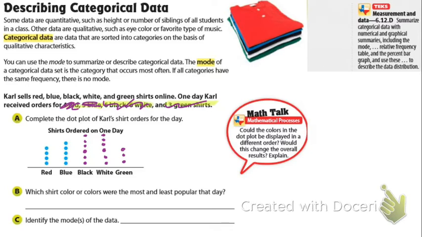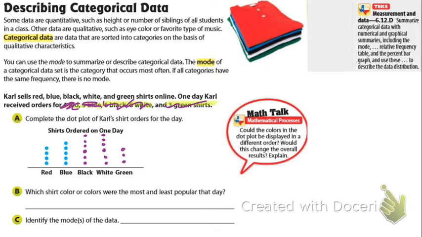However, here on letter B, they're asking us which shirt color or colors were the most and least popular for the day. Well, looking at this graph, ladies and gentlemen, the color of shirts that had the most dots on them are the black and white. So those were the most popular ones, so to say. However, which one was the least popular? In this case, it was green, because there's only 3 green.